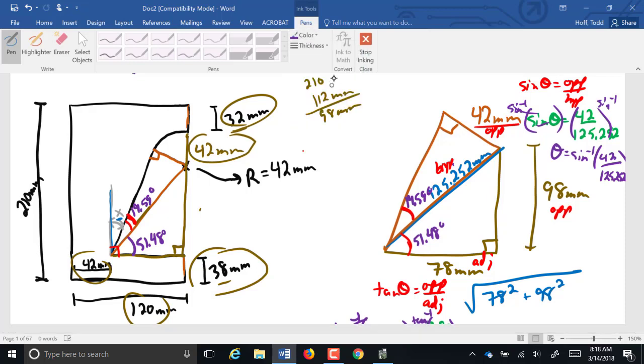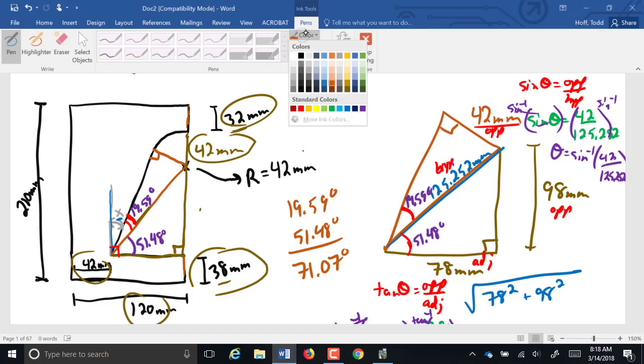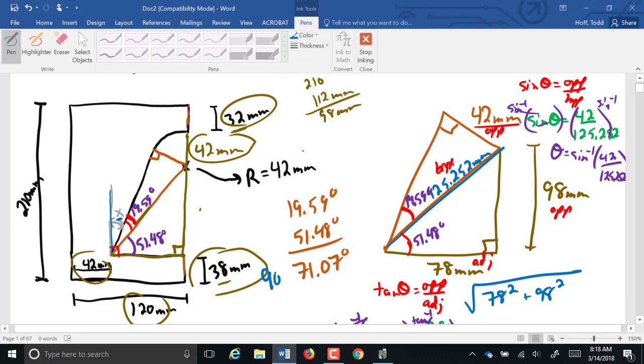So we add those up. 19.59 and 51.48 gives us 71.07 degrees. We subtract that from 90, which gives us 18.93 degrees. So X is 18.93 degrees. See how simple those can be?